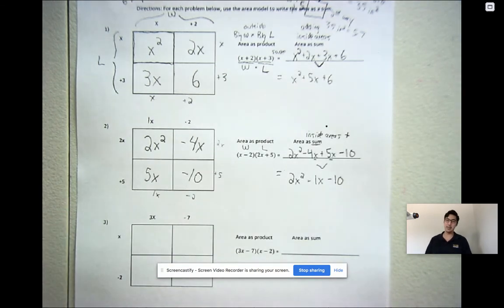Okay? Give it your best attempt. I hope this helps. Use those area models to help you. All right?